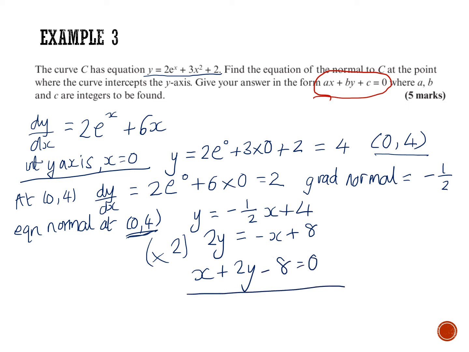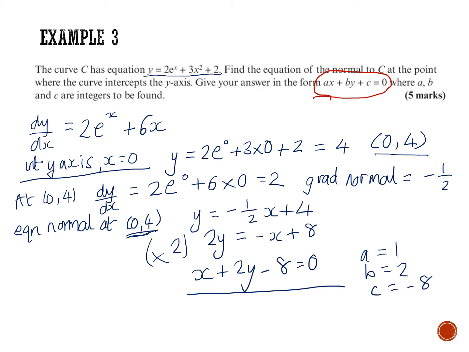Do always, before you move on from a question, before you underline your final answer, make sure that you check, has the question asked for it in a particular form. A, B, C are integers to be found. Okay, let's state them then. A is 1, B is 2, C is minus 8. Just belt and braces for that one.